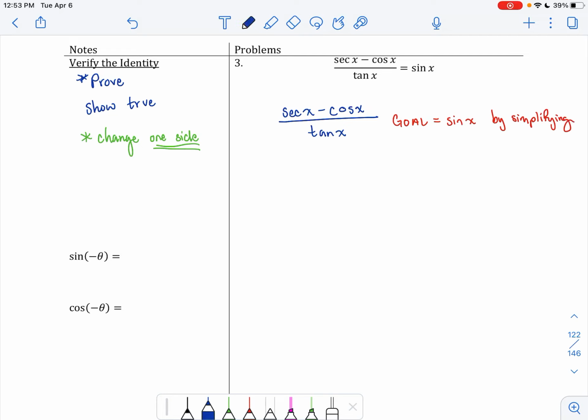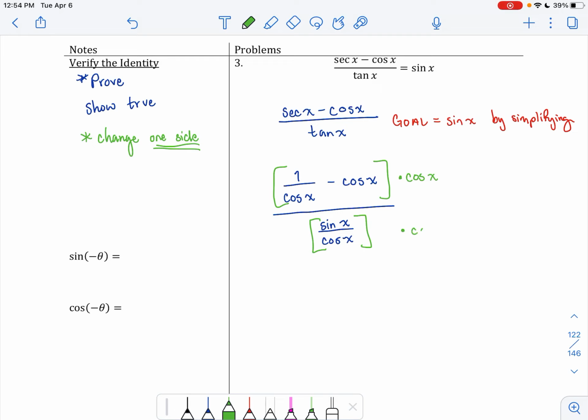All right, now, first thing I'm going to do is I've got a secant and I've got a tangent. I'm going to write them both in terms of sine and cosine. So 1 over cosine x minus cosine x over sine x over cosine x. Now, one thing you'll notice, hopefully, is that cosine is the denominator of both of these.